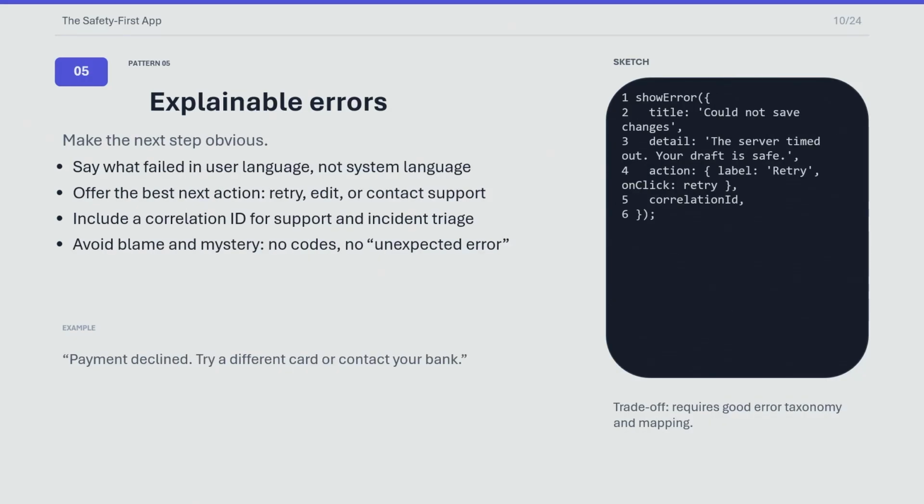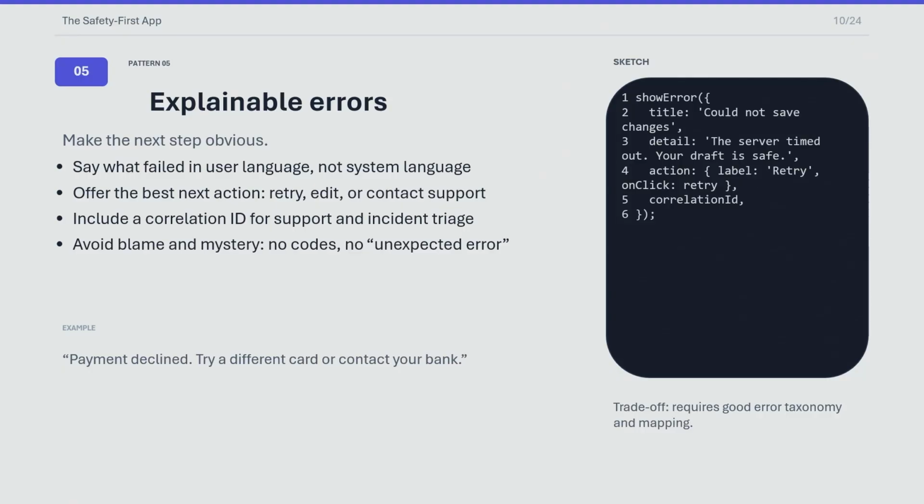Number 5, explainable errors. You need to make the next step obvious. You need to say what failed in specific user language, not the system language. Because if you're a customer and not a developer, you don't understand the terminologies. No one will understand what a 500 error or a 400 error or a 403 is. No one knows that. And that's why we should be making it easy for our users to understand what actually is the problem. We need to say what failed in the user language.